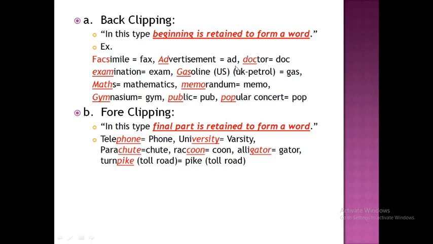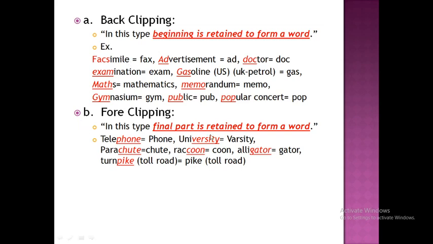Ad is a word taken from advertisement. The first two letters are taken to form a new word, ad. Doc from doctor, exam from examination, gas from gasoline, maths from mathematics, memo from memorandum, gym from gymnasium, pub from public, and pop from popular concert. This is a technique of back clipping, removing the last few letters of a word.